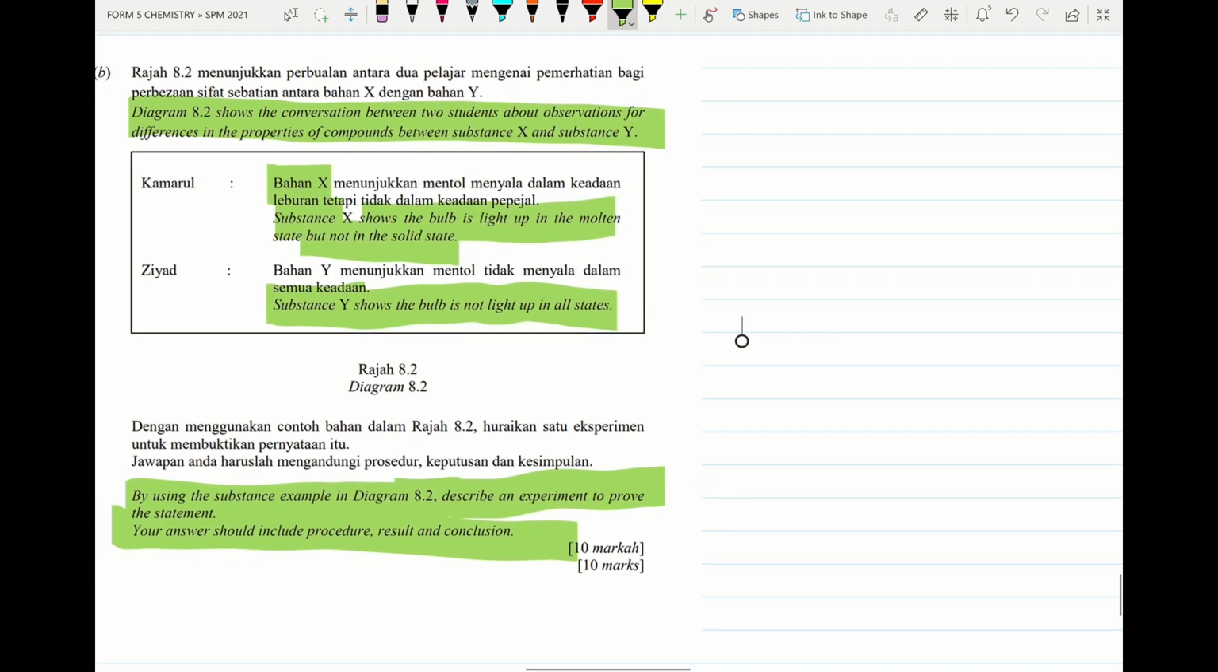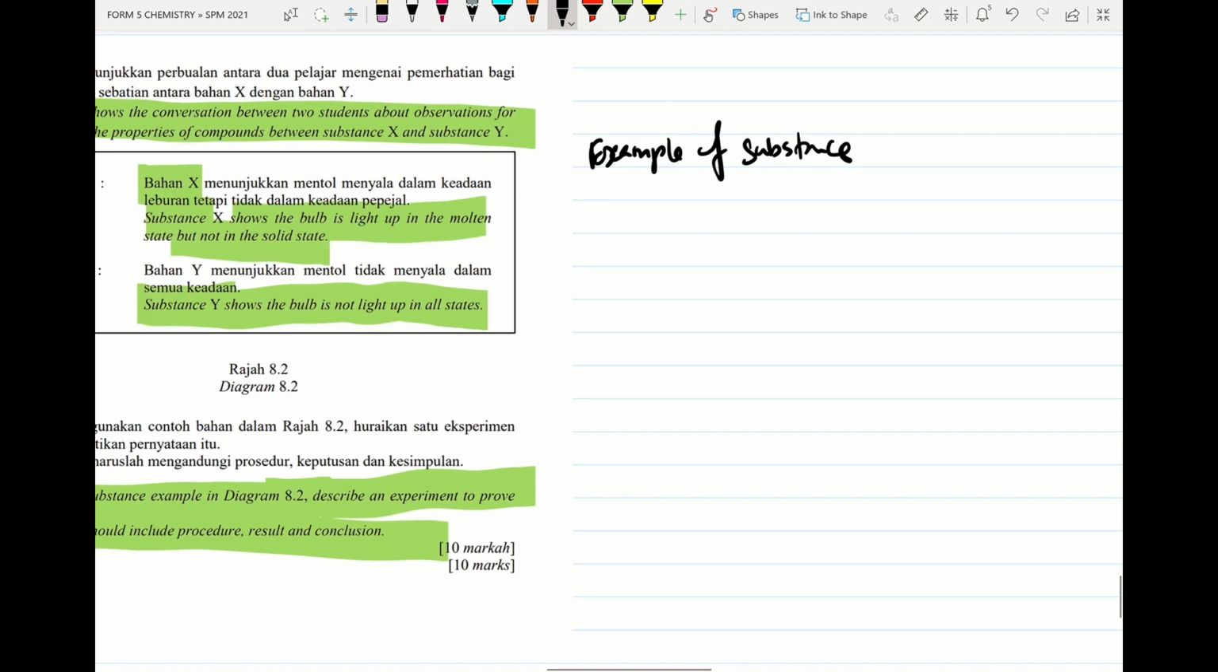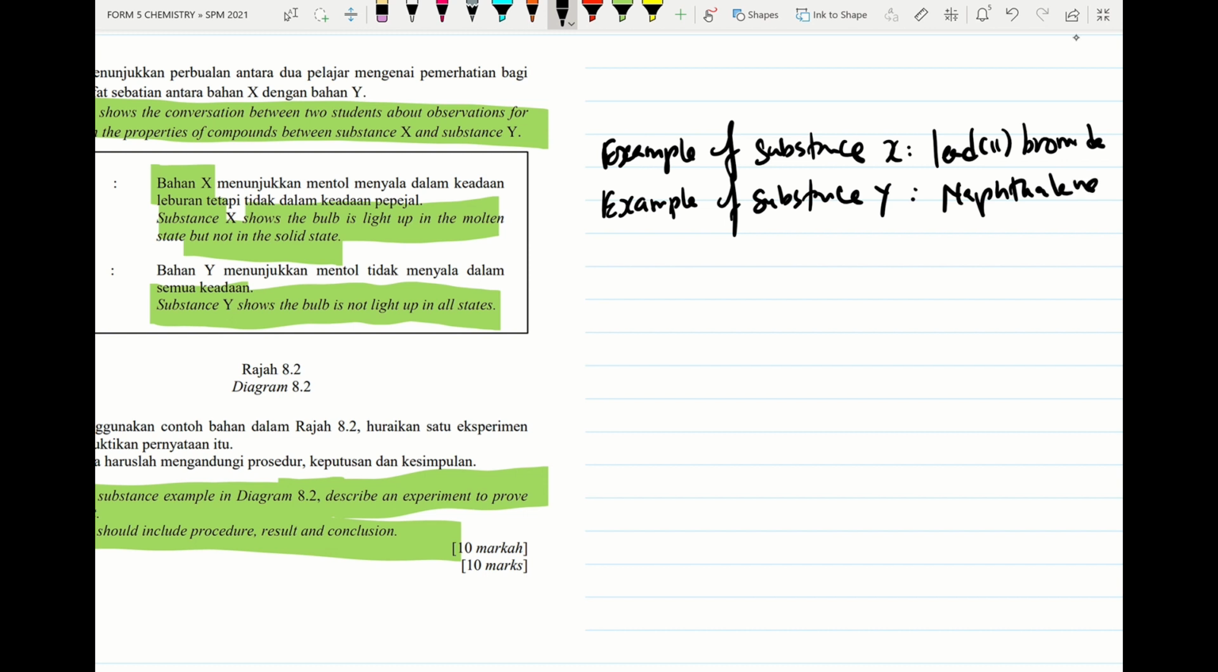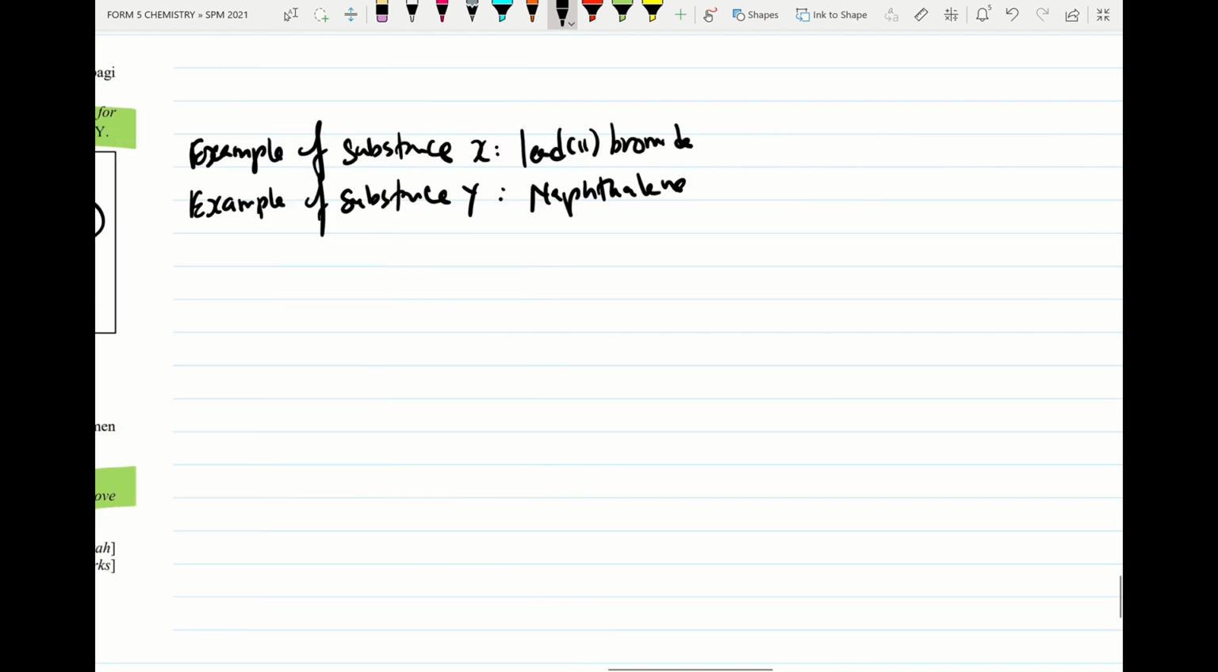So I go for example of substance. For substance X, I take lead(II) bromide. Then for example of substance Y, I take naphthalene. Here we have to describe in molten and also in solid state, for the electrical conductivity.